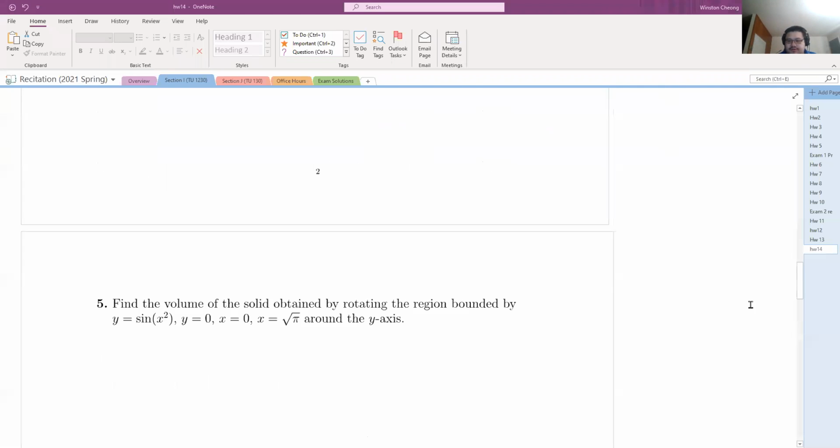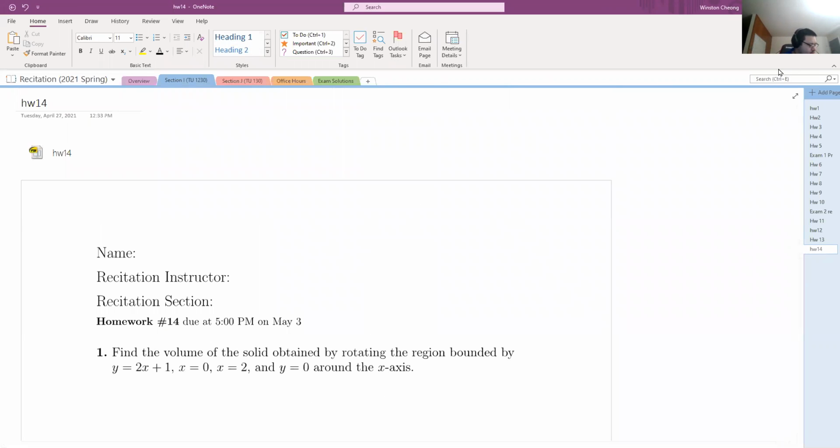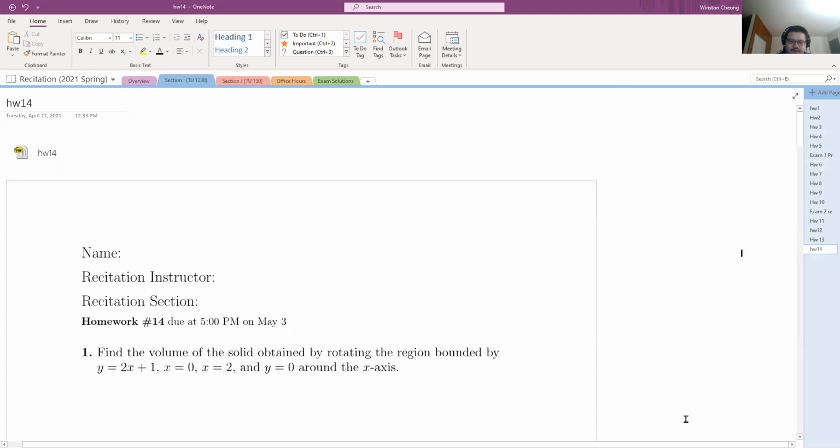Right. So this week we're working through something called volumes of revolution. The idea is that you take a two-dimensional shape and you rotate it about an axis, and that's going to give you a volume of revolution.